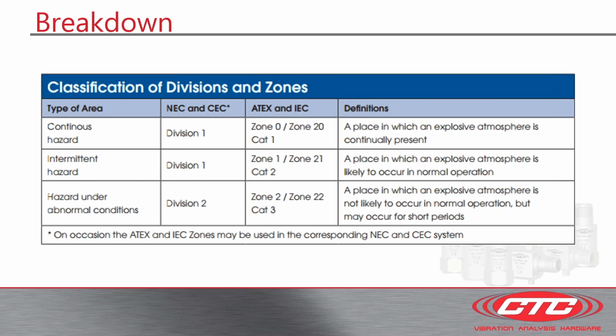CSA and ATEX divide divisions and zones slightly differently. Division 1 is split into two zones, Zone 0 and Zone 1. Division 1 is a continuous hazard, a place in which an explosive atmosphere is continuously present. ATEX Zone 1 is an intermittent hazard, a place in which an explosive atmosphere is likely to occur in normal operation. And ATEX Zone 2 and CSA Division 2 is a hazard under abnormal conditions, a place in which an explosive atmosphere is not likely to occur in normal operation, but may occur for short periods.